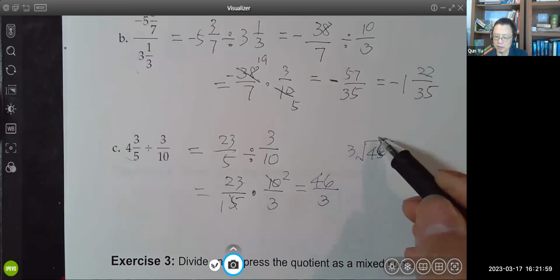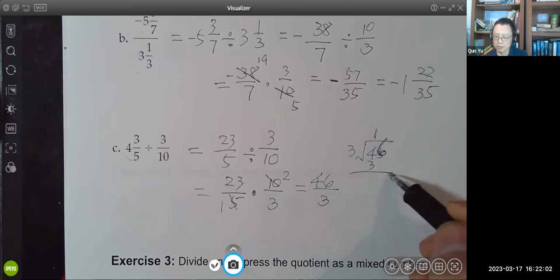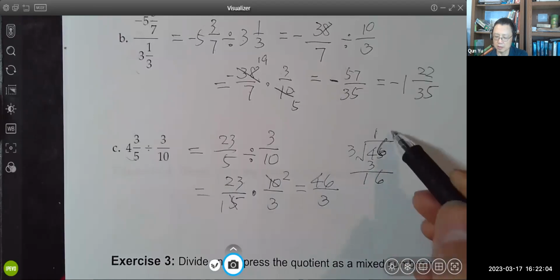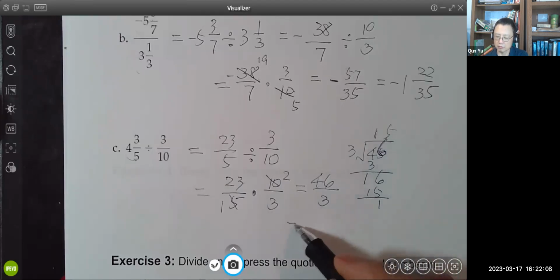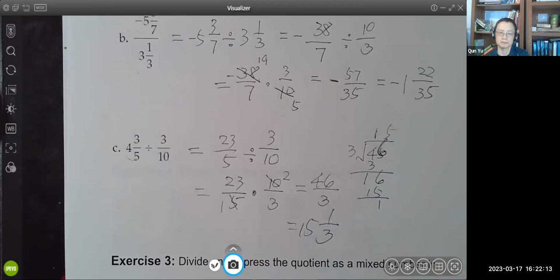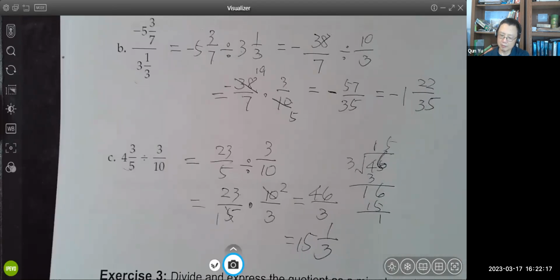Divided by 3 is 1, get 3. Remainder is 1, 16, that's 5. 15, remainder is 1. So quotient is 15, and remainder is 1. 15 and 1/3. So that's last example for this part.